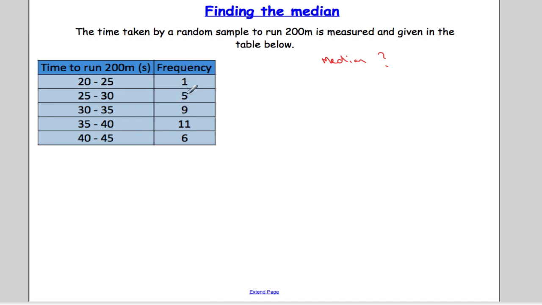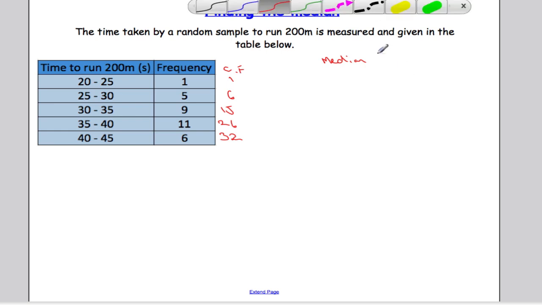So 1 and 5 is 6. So let's write down the cumulative frequency. So you got 1, we got 6, 6 and 9 is 15. 15 and 11 is 26, and 26 and 6 is 32. So we got 32 people. That means the middle person must be person number 16.